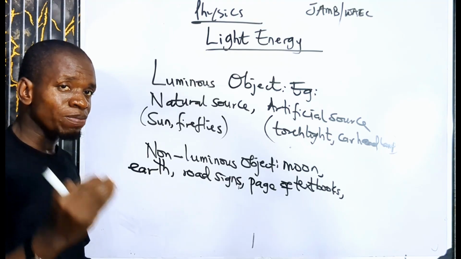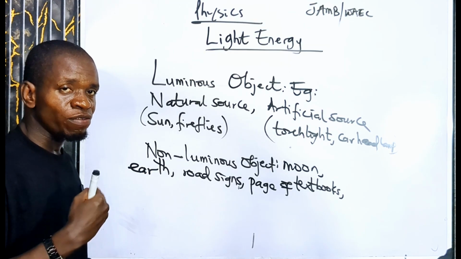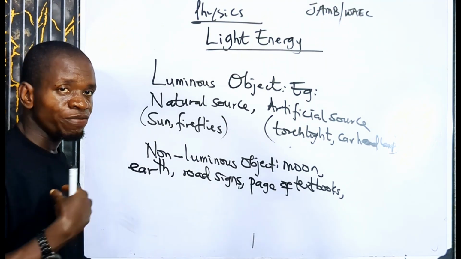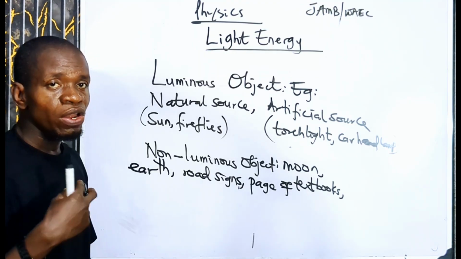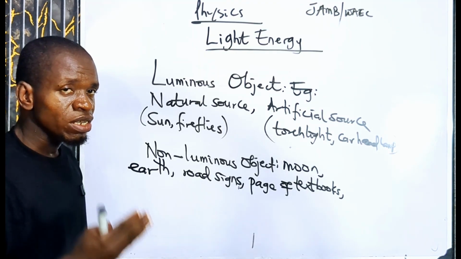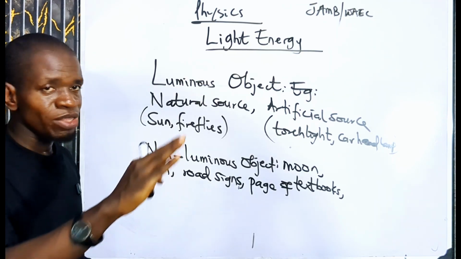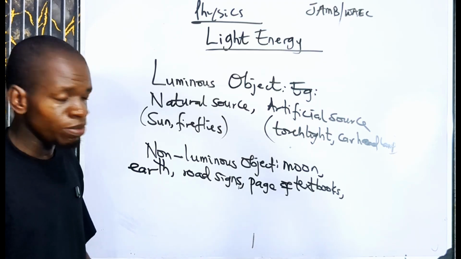Like the way you are seeing, you are able to see me because light falls on me, and the light that falls on me is being reflected to the camera. Likewise, if you look at me now, I myself that is giving you an example, I am an example of a non-luminous object. Light falls on me and you are seeing me on camera. Assuming there is no light now, I am not going to give a light. Probably you will not see me.